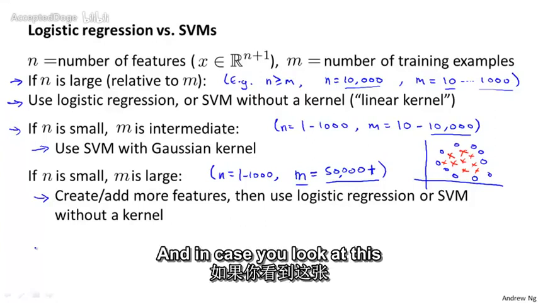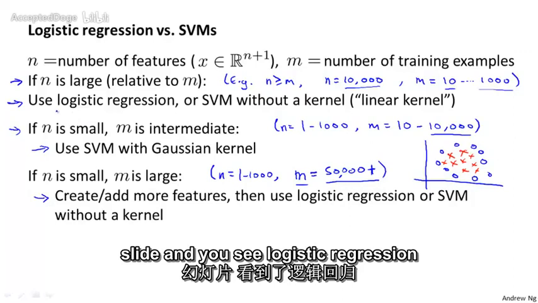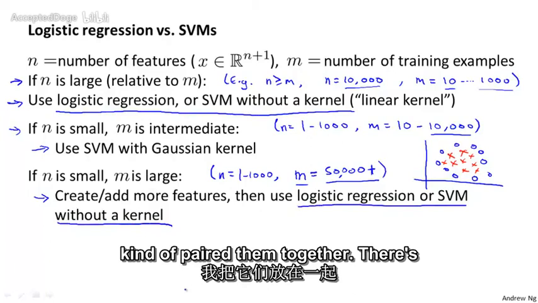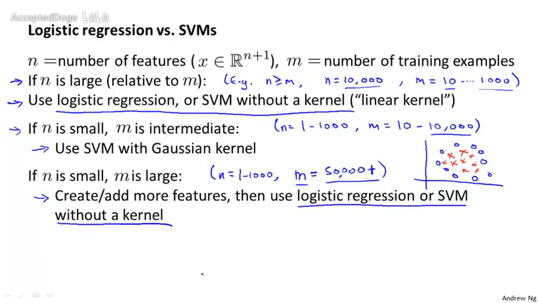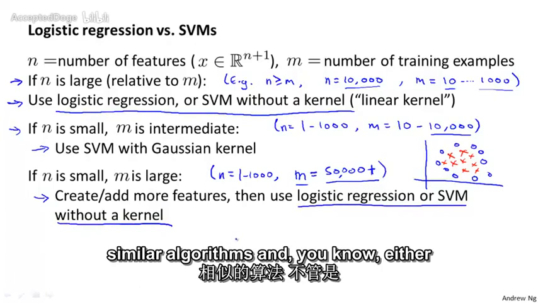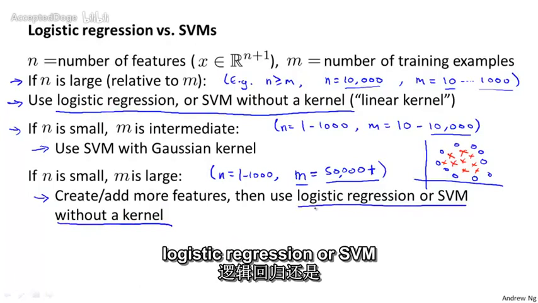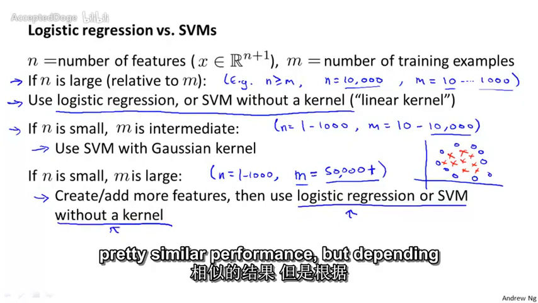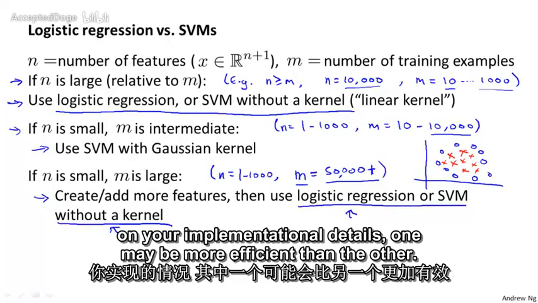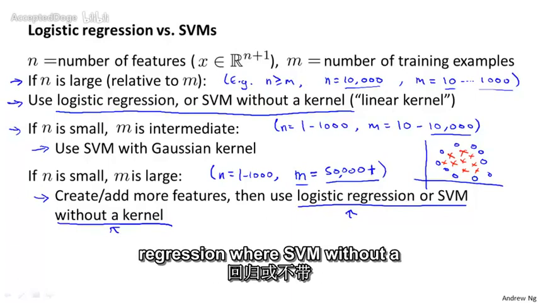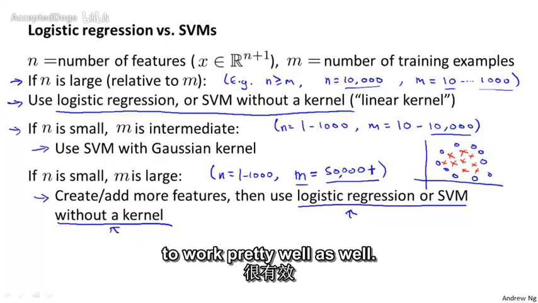And in case you look at this slide and you see logistic regression or SVM without a kernel, in both of these places, I kind of paired them together. There's a reason for that: logistic regression and SVM without a kernel are really pretty similar algorithms. Either one will usually do pretty similar things and give pretty similar performance. But depending on your implementational details, one may be more efficient than the other. But where one of these algorithms applies, the other one is likely to work pretty well as well.